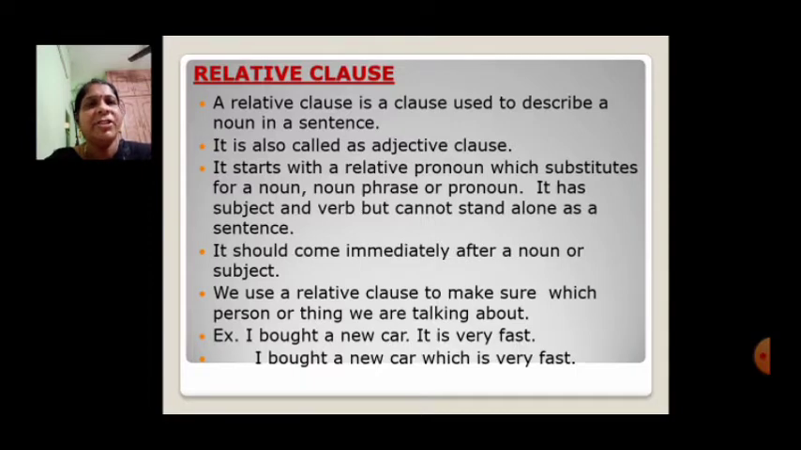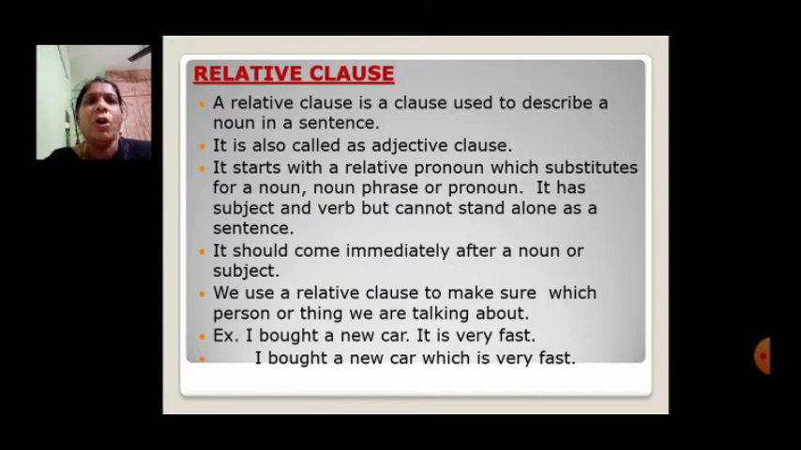In this session, we shall discuss relative clauses, a very important topic for 10th grade children. Okay, let's see what a relative clause is. A relative clause is a clause used to describe a noun in a sentence. A clause which describes a noun, we know what a noun is, in a sentence is called a relative clause.